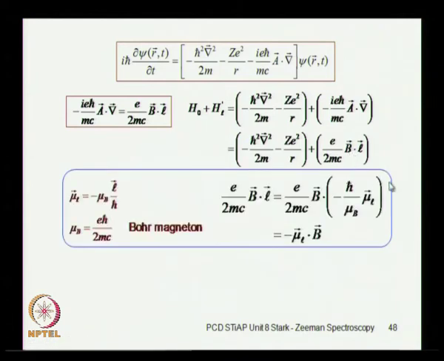So, this is like a mu dot B term, and to write this in a form like mu dot B, you recognize that there is a magnetic moment which is associated with this orbital angular momentum vector.